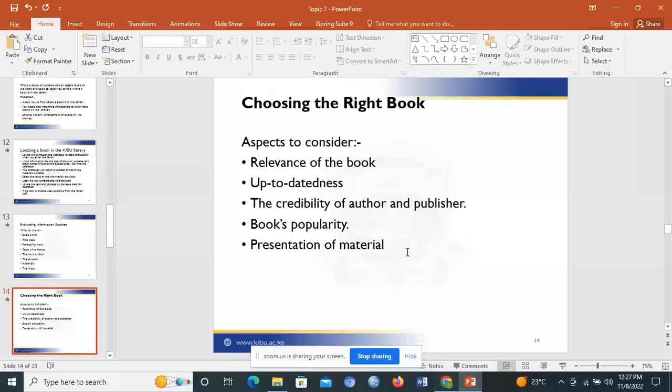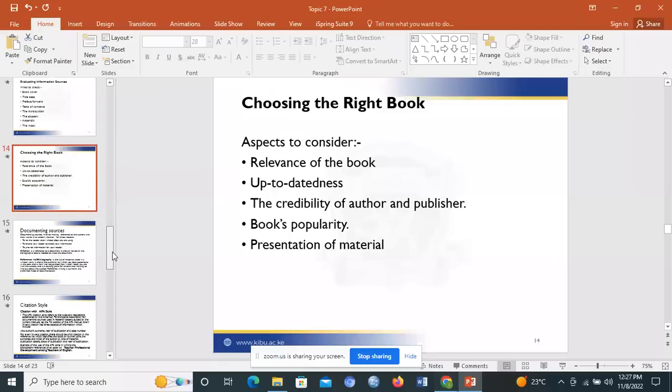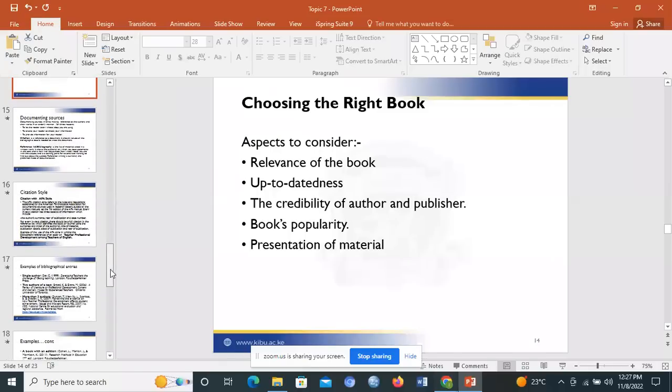Do we have subtitles, titles? What is the font size that has been used in the preparation of the material? So all this information is useful in helping you decide about a book.